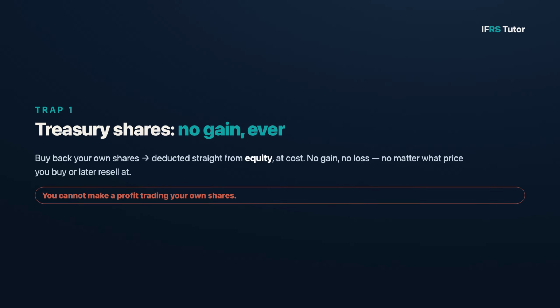Two more traps worth knowing, and then one rule that lets you show two numbers as one. First, treasury shares. If Meridian buys back its own shares, they're deducted straight from equity, at cost. No gain, no loss, ever, no matter what price it buys or later resells at. You cannot make a profit trading your own shares. IAS 32 shuts that door completely.